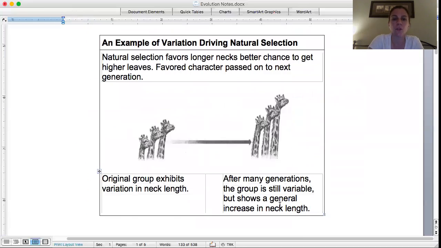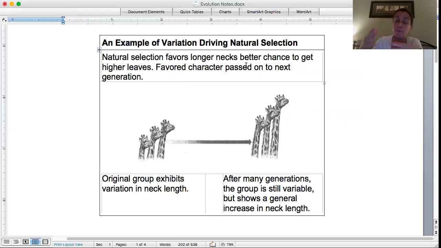Okay, so here is an example of natural selection. Giraffes didn't always have this super long neck. They had shorter necks. I mean, they were longer than our necks, but they were shorter than what they are now. So what happened was natural selection favored the longer necks. The giraffes that had a slightly longer neck were able to get to the tops of the trees and eat the leaves much more easily than the giraffes that did not have the long neck.